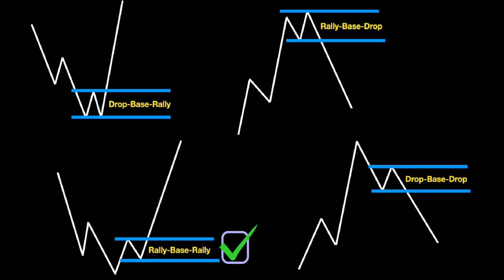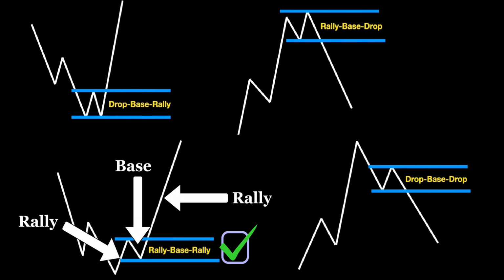Next, let's break down the rally base rally. A powerful, bullish continuation pattern. Unlike a reversal, this one signals that buyers aren't done yet. Here's how it works. Price surges upward, then pauses to form a base. But this base isn't weakness. It's a breather, a calm before the next upward push.